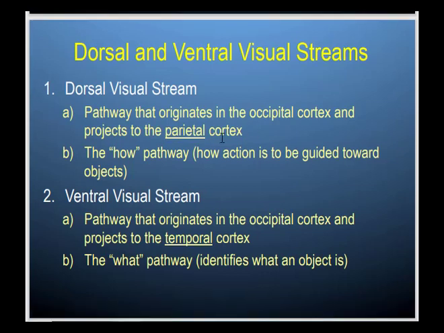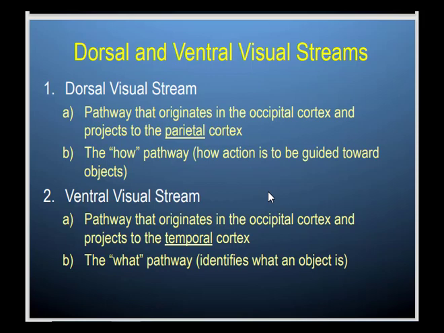The dorsal pathway is the pathway that went towards that parietal cortex, and that pathway is what we call the how pathway. That pathway helps you process the movement and the action part of whatever it is that you're seeing. So it's basically guiding information from the occipital cortex towards the parietal cortex, and it's giving you information about how something is moving, or how you might need to move if you want to interact with something.